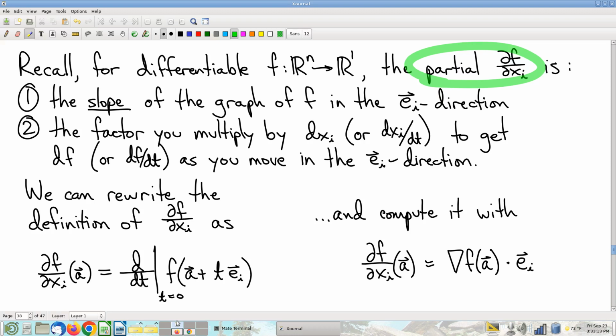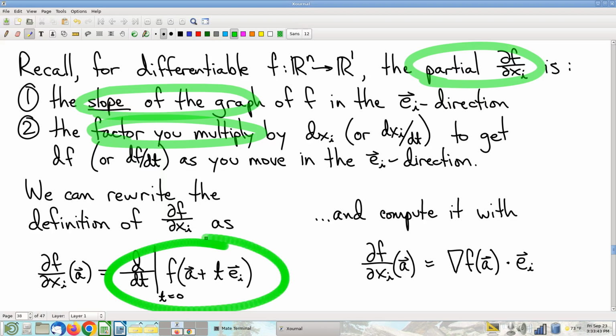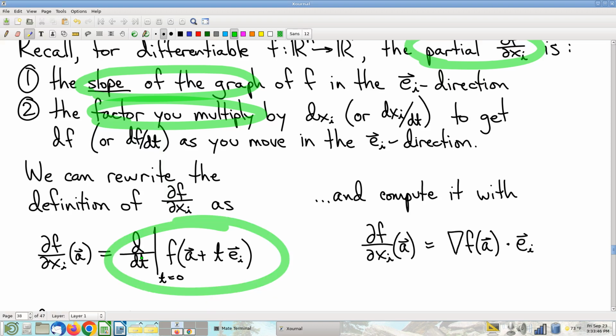Okay, so here we go. Partial derivatives. What we know about partial derivatives: they're the slope of a graph. They're a factor that you multiply by, in the sense that if you have an input change, you multiply by the partial derivative to get the output change. That was one of our other interpretations of a partial derivative. And something we haven't spent a lot of time talking about, but that you can confirm for yourselves by easy calculations, is that another interpretation of a partial derivative is as this expression.